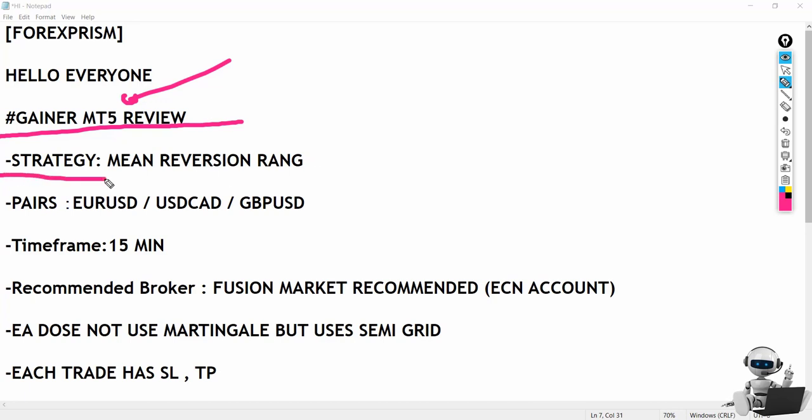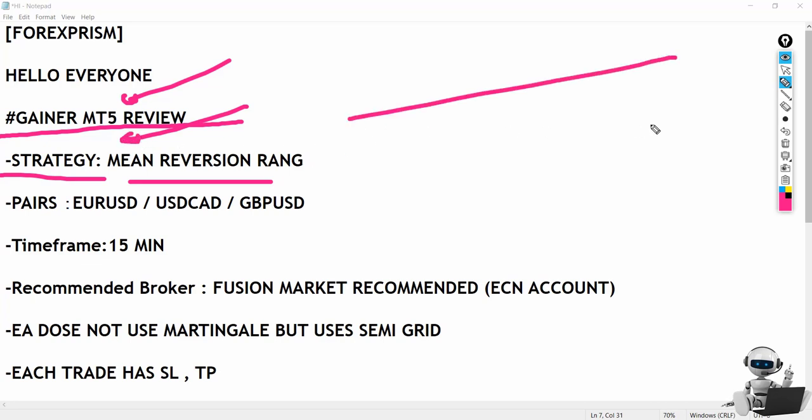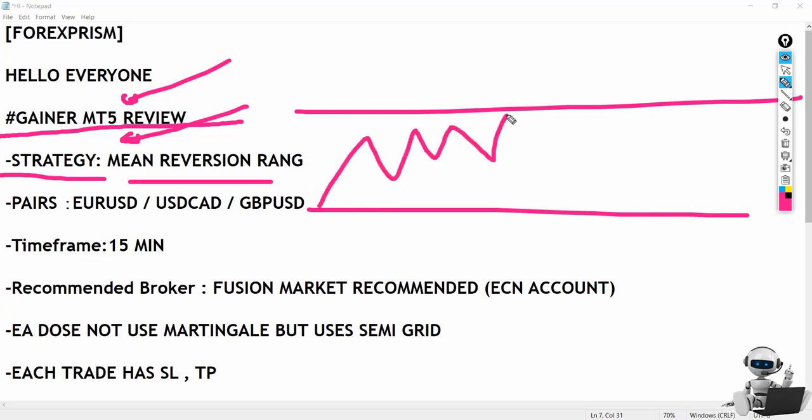The strategy for this EA, so what does that mean? That means it uses reversal at the range. For example, let's say we have a price on the range, and whenever the price reverses at the top or the bottom, it will open a trade, whether it will sell here or buy here from the support. So this is mainly a reversion range.